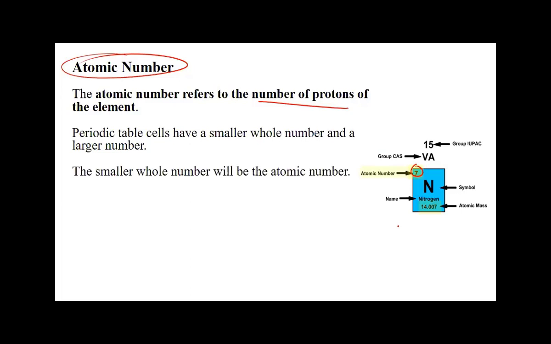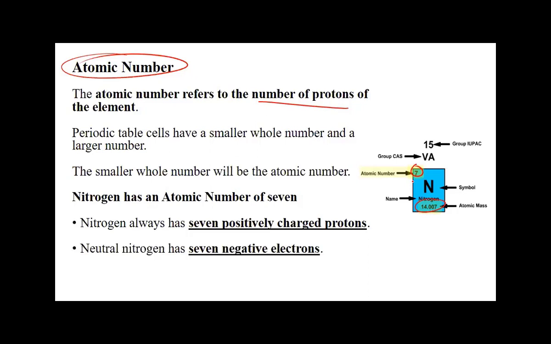And if I think beyond that, when you look at the periodic table, and there are a lot of different ways you can set this up, you're going to see a small number, and you're going to see a bigger number, and often that bigger number is going to have a decimal. But if it's nitrogen, you look at that smaller number, and that will always be the atomic number, and that will tell you how many protons that nitrogen is bringing in.